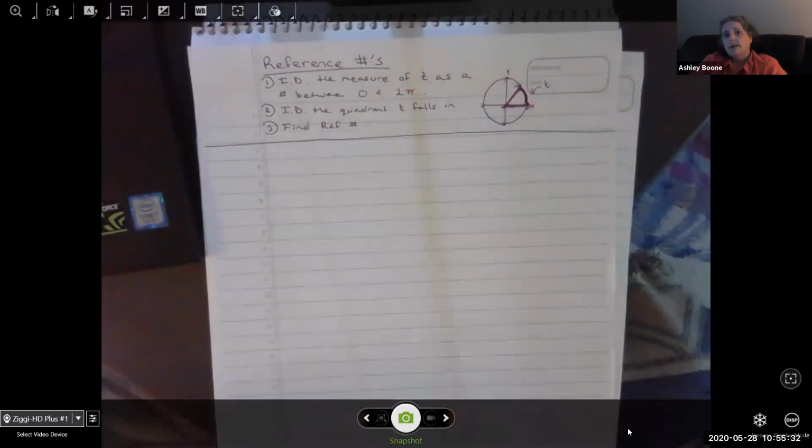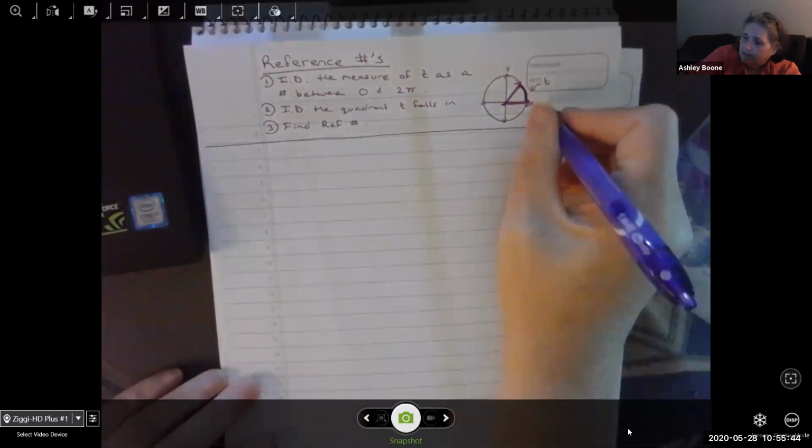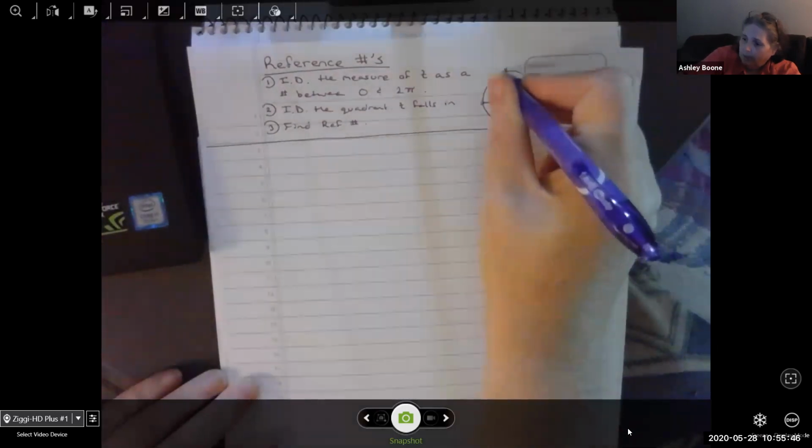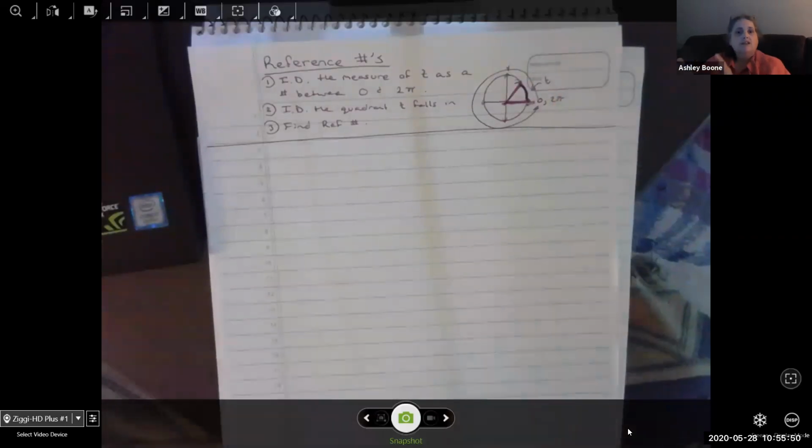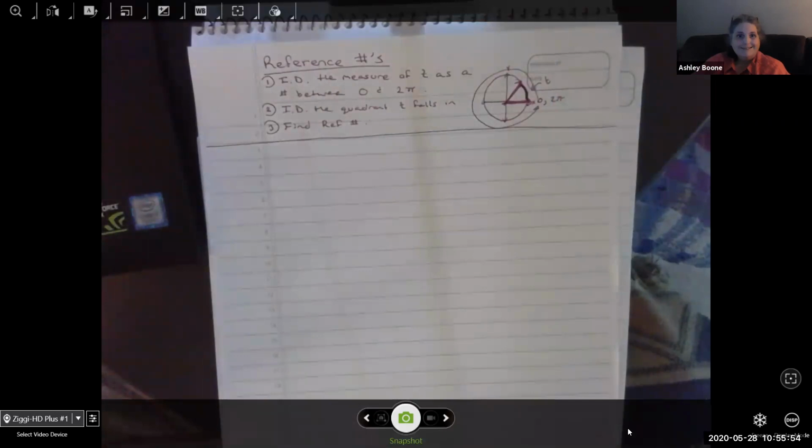So really, when you're doing reference numbers, you have at most 3 steps that you're going to have to do to find a reference number. First, make sure that your measure of t is a positive value from 0 up to 2 pi. So you're wanting a positive number that's within 1 revolution of the circle. Okay, 1 full circle around from starting position.